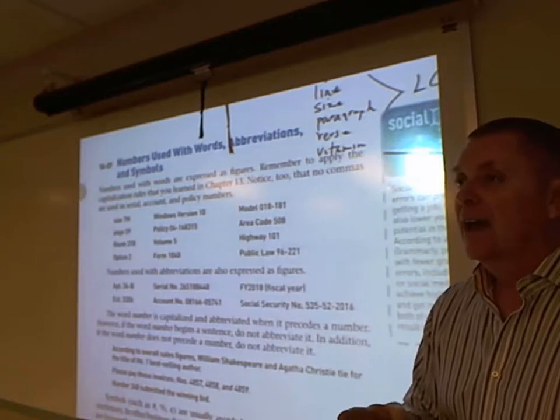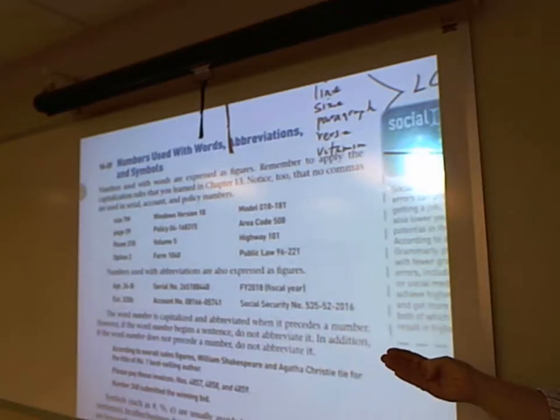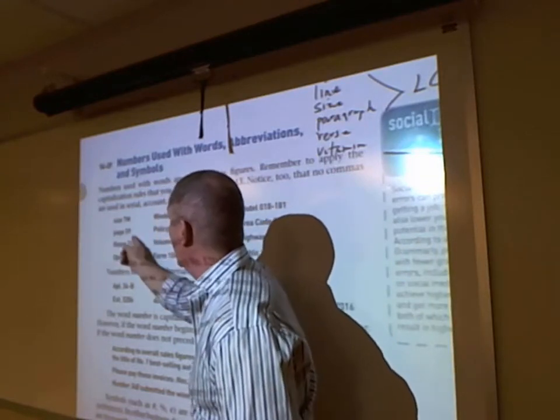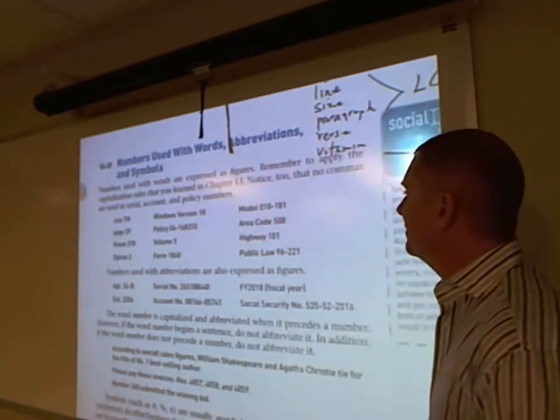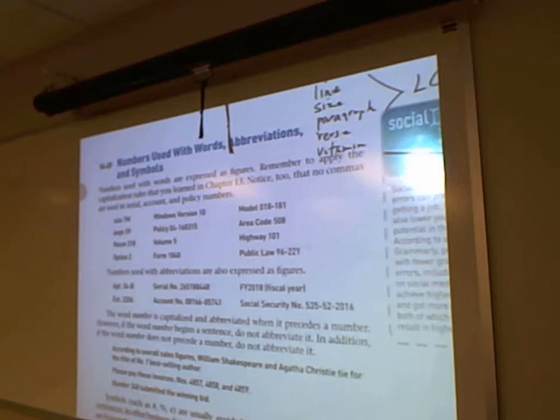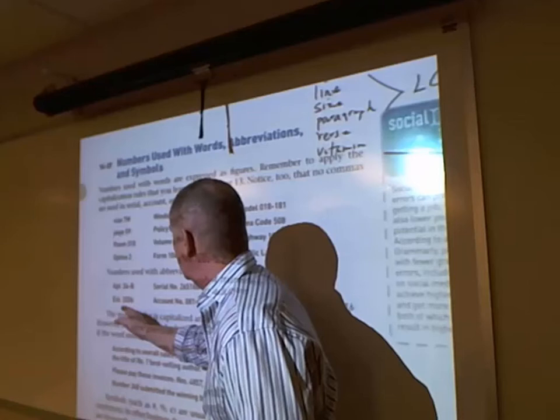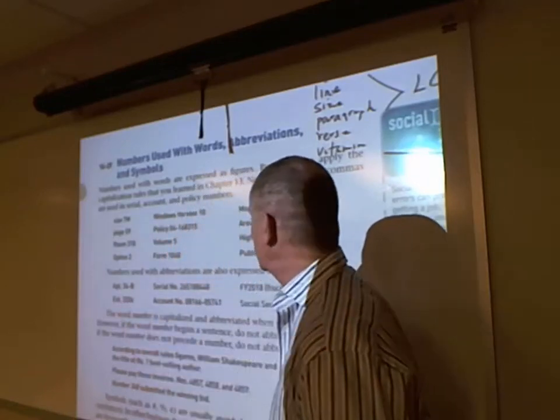Okay, numbers used with abbreviations also expressed as figures. Apartment 34B, extension 3206, no commas in it. Serial number, capitalized. Account number, capitalized. Fiscal year, capitalized with the year. Social security number, capitalized, and then the number.